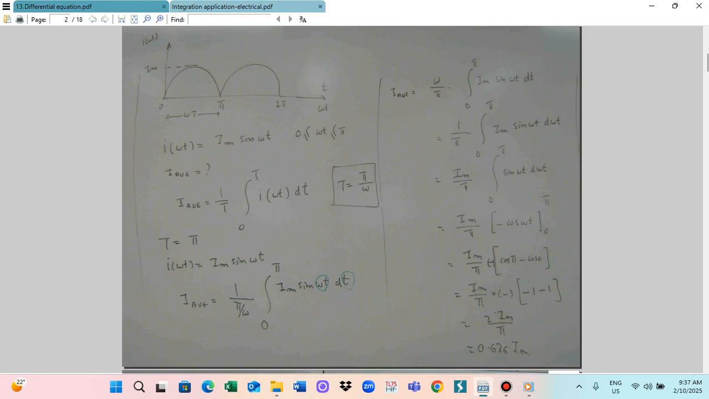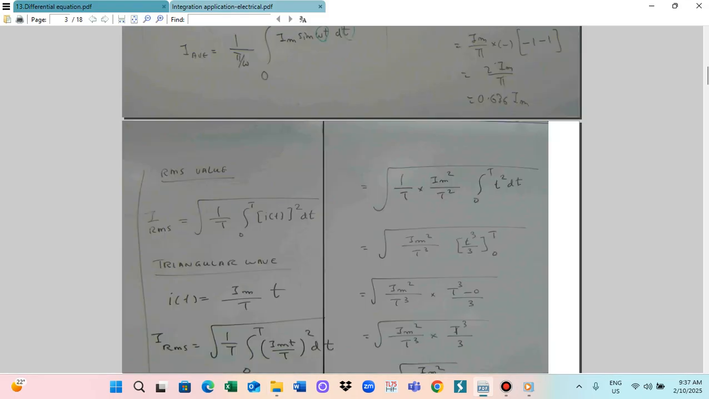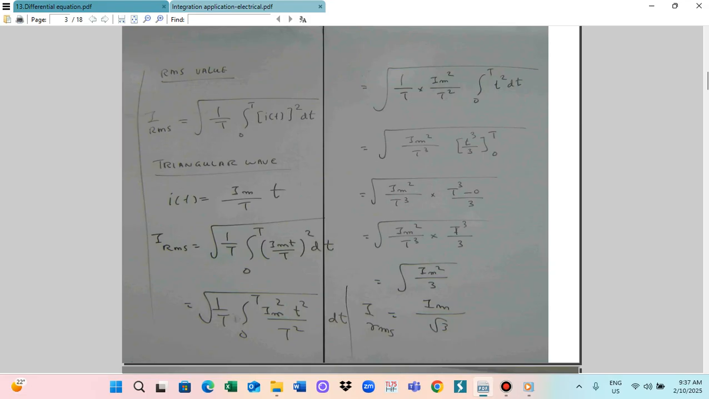Calculate the RMS value. So this is for the average value. We use the integration to calculate the average value. For the triangular waveform, the average value is the maximum voltage value divided by 2. For the sinusoidal waveform, the average value will be 0.636 multiplied by the maximum value. So this is for the average value calculation.